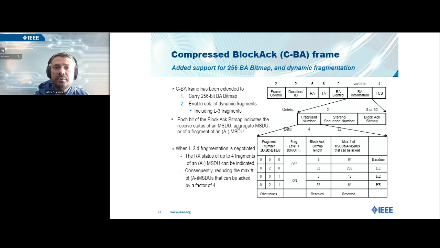And for example, whether you are acknowledging dynamic fragments of level 3. For example, when you set bit 0 to 1, you're indicating the block ACK bitmap length, but also that you're acknowledging dynamic fragments of level 3. And given that this is a level 3 acknowledgement, the maximum number of MSDUs that can be acknowledged is decreased by 4, because now each MSDU has 4 bits representing the received status of each of the fragments.